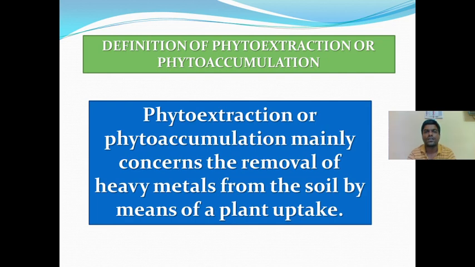Phytoextraction or phytoaccumulation mainly concerns the removal of heavy metals from the soil by means of plant uptake. So what is phytoextraction or phytoaccumulation? It is the process of removal of heavy metals which are present in the soil by means of plant uptake. For example, consider that there is a wasteland or a plot which is highly polluted with hazardous chemicals or heavy metals. If one wants to remove those metals or neutralize the concentration of pollutants, we can go for phytoextraction or phytoaccumulation.